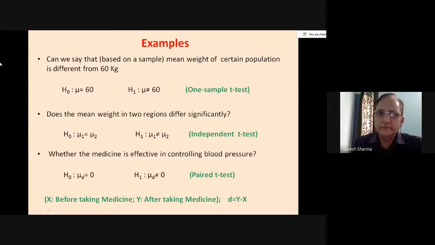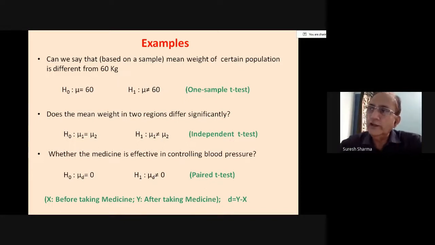So all these examples. First, can we say that the mean weight of a certain population is different from 60? You are observing some population and you are guessing that the mean weight of this population is likely to be 60. So this is your claim, you want to test it. The parameter of the population is the mean, mu. So you frame your hypothesis H naught that mu is equal to 60. Alternative, it is not equal to 60, because I don't know what will happen in the population.